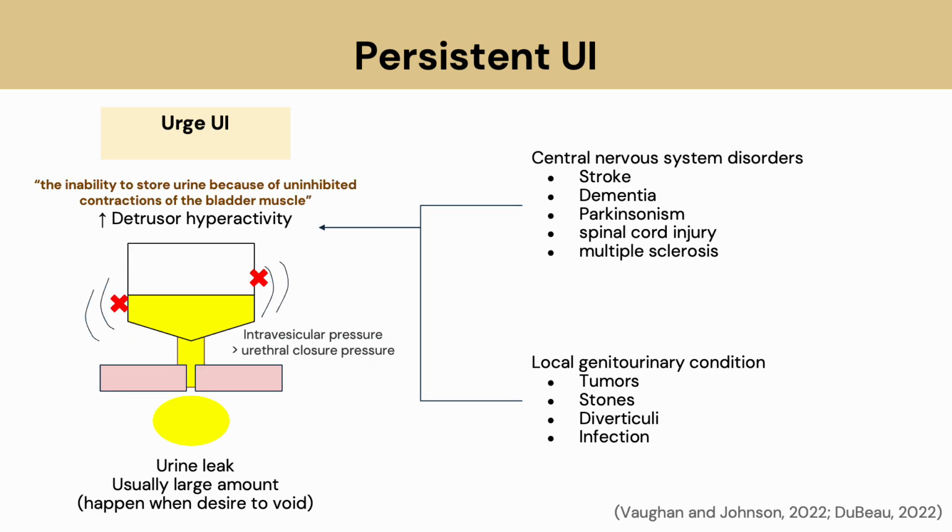Next is urge UI, which is actually the most common form in older people. The underlying mechanism is increased detrusor hyperactivity.